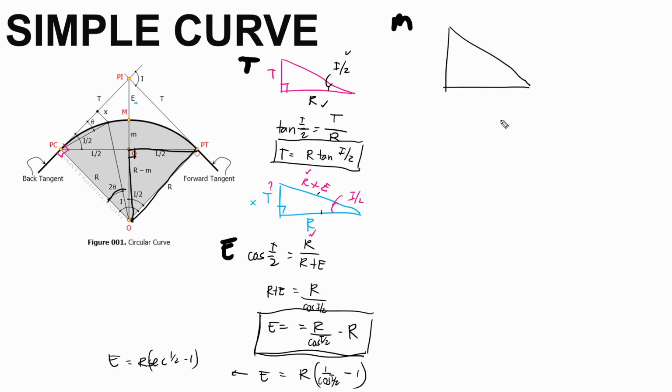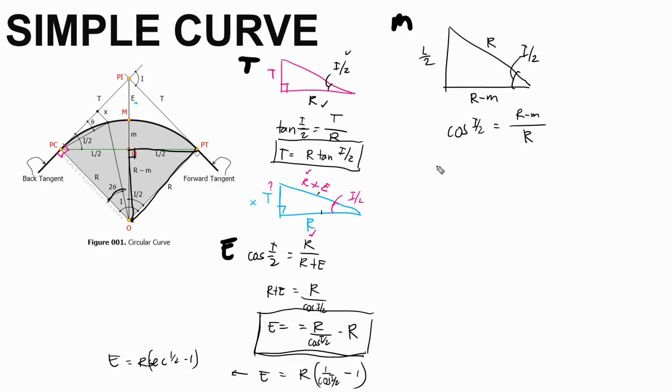We can say that. And then, this is our I over 2. Our hypotenuse is R, the radius. And then, the short side here is R minus M. And this is L over 2, which we don't know yet, so we only have R. We can also use cosine. So, cosine I over 2 is equal to adjacent over hypotenuse. Cross multiply, simplify, until we get our formula for M.